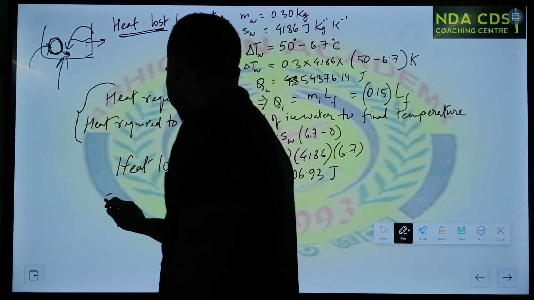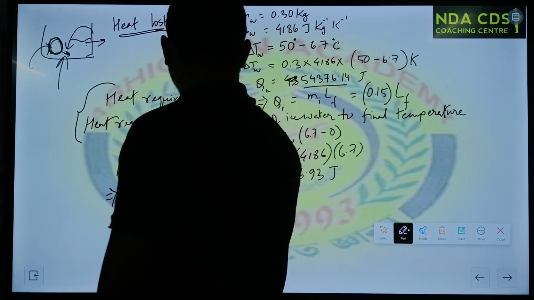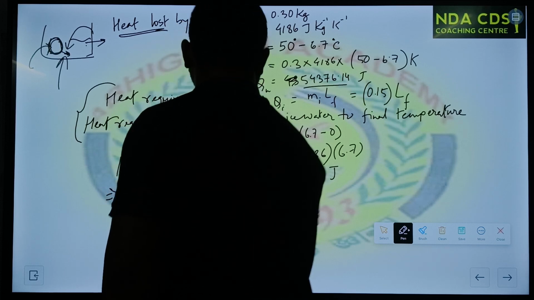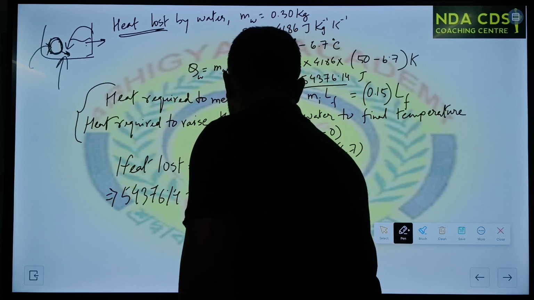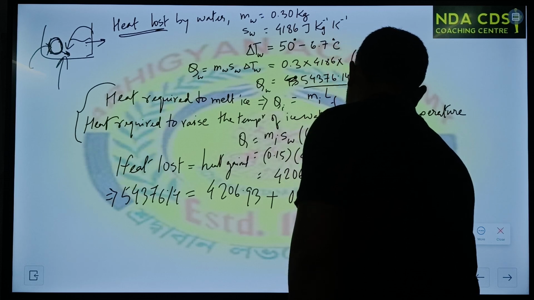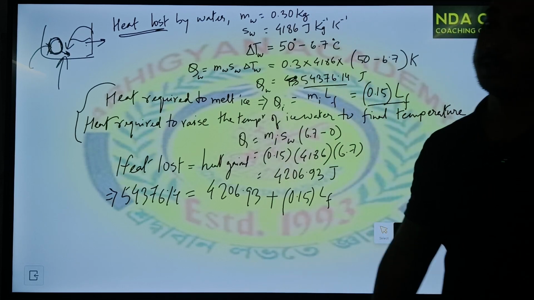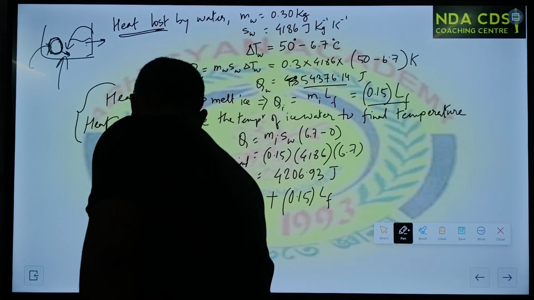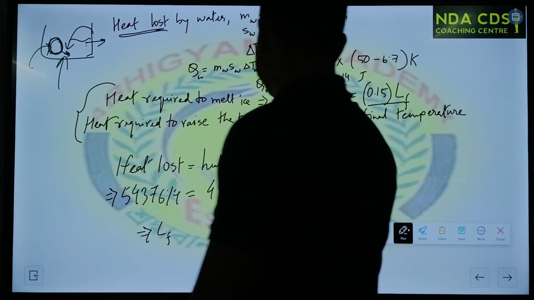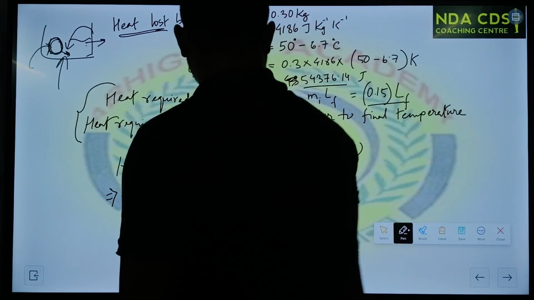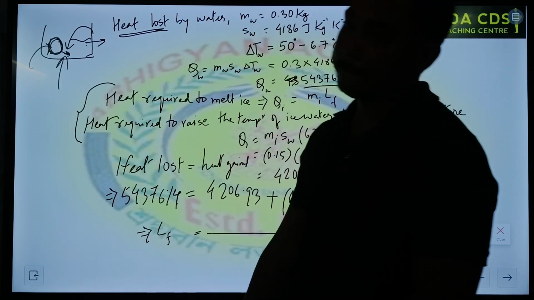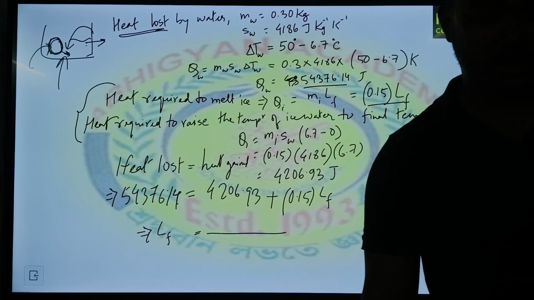Heat gain, heat loss, how much was ours? 54376.14. How much is the heat gain? 4206.93 plus 0.5 latent heat of fusion. Subtract: 54376.14 minus 4206.93. How much?